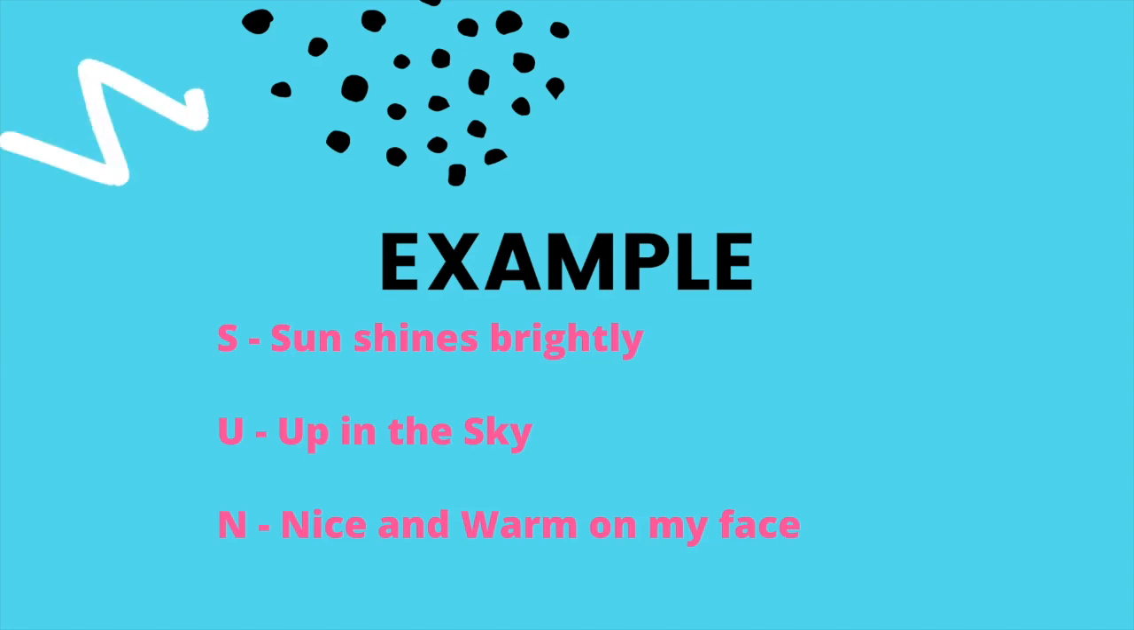Take a look at this simple example of an acrostic poem. I'm using the word sun, and the first line is sun shines brightly. It starts with the letter S. Next line, up in the sky, starts with the letter U, and the last line, nice and warm on my face, starting with the letter N. The first letter of each line of my poem uses a letter to spell the word sun.